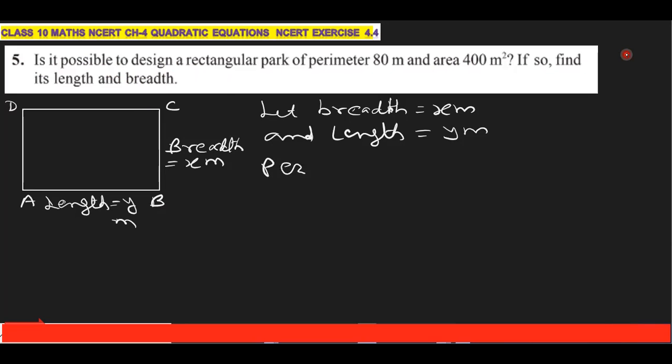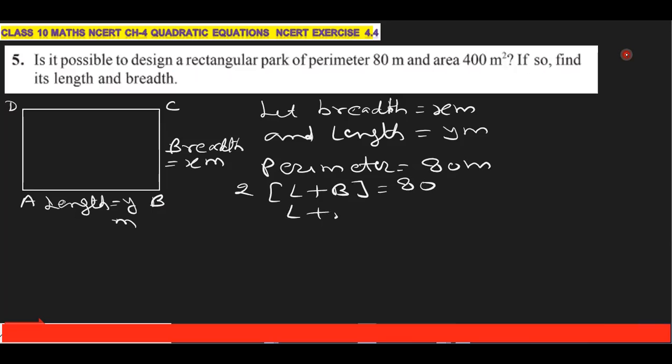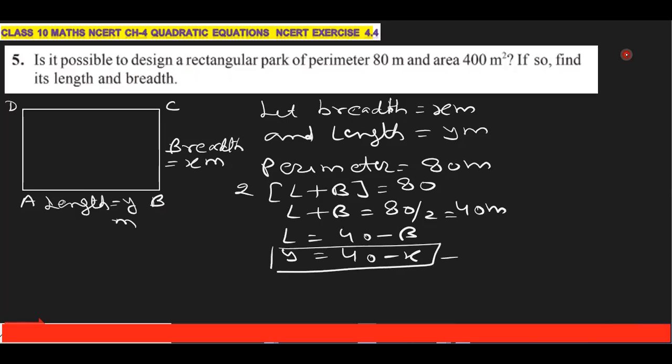And perimeter is given, that is 80 meter. We know perimeter is given by twice of length plus breadth, that is the formula. So length plus breadth is equal to 80 by 2, that is 40 meter. So length is equal to 40 minus breadth. So y can be written as 40 minus x. Here the length y will be 40 minus x.